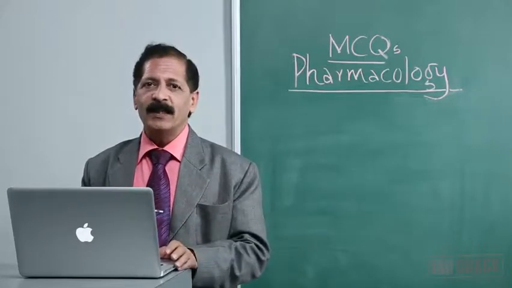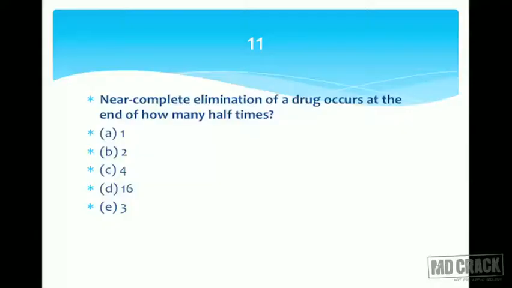So we start this session. Question number 1 is: near complete elimination of a drug occurs at the end of how many half times? It's a pharmacokinetics question. The options are 1 half time, 2 half times, 4 half times, 16 half times, or 3 half times of a drug.